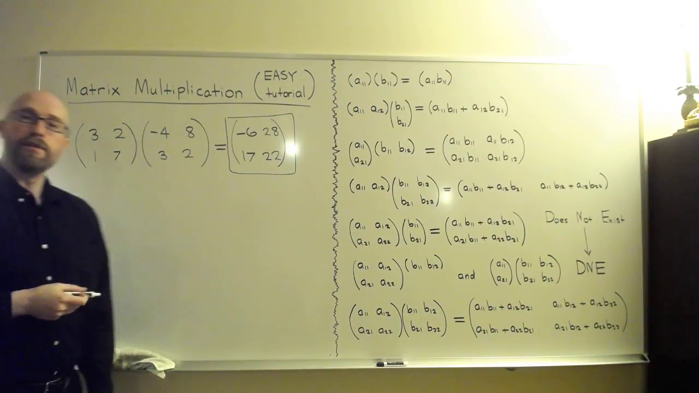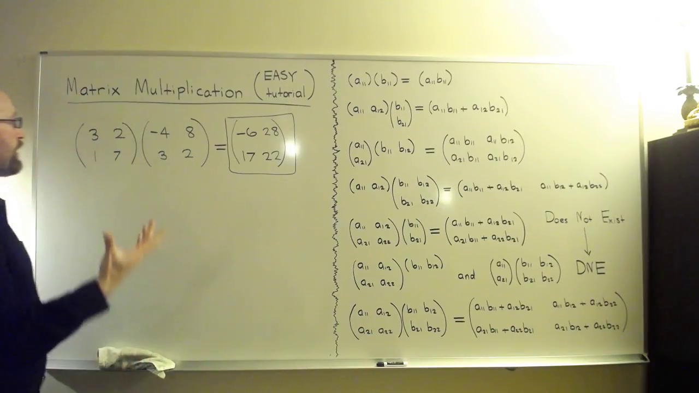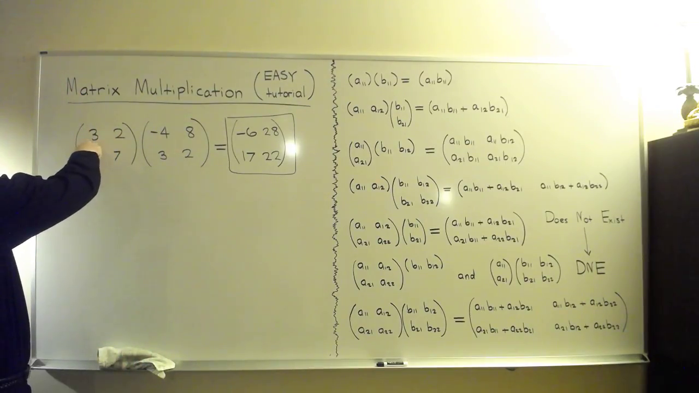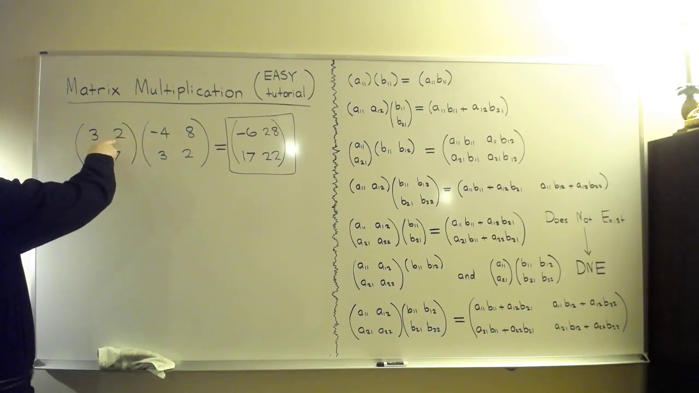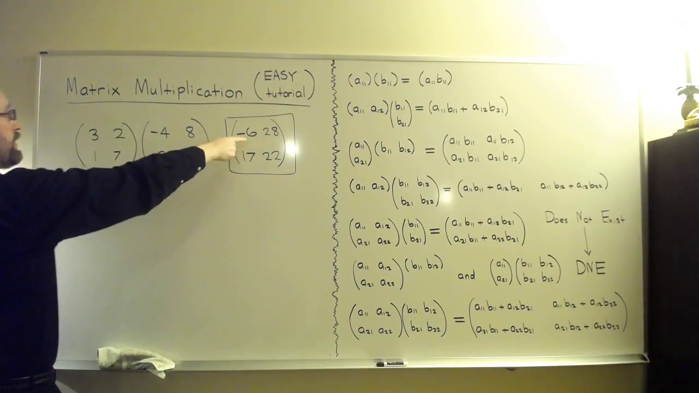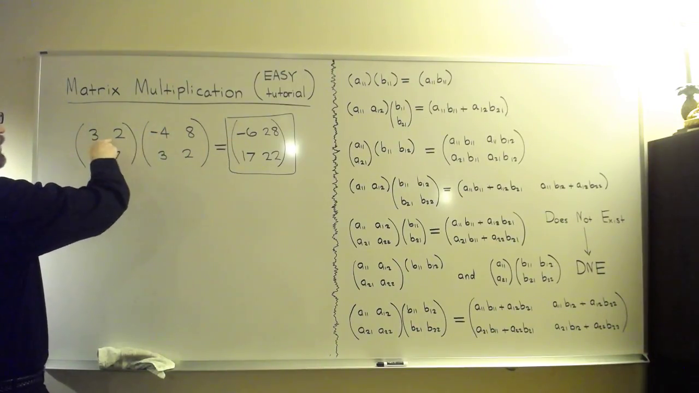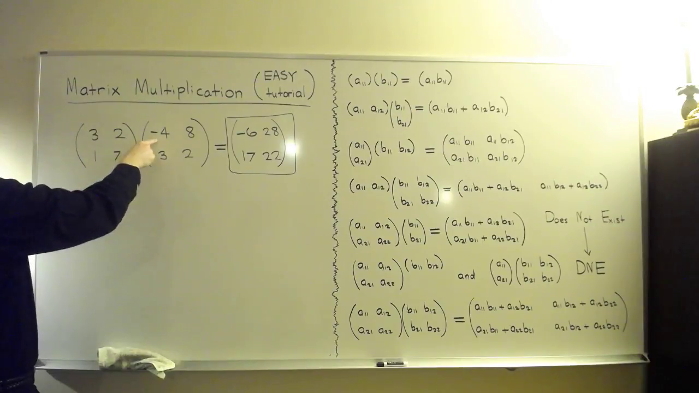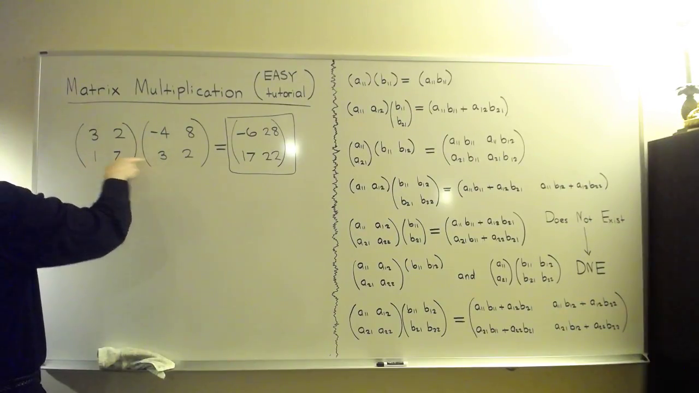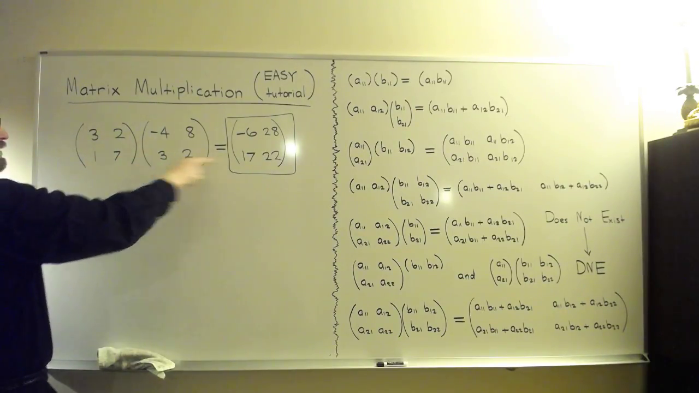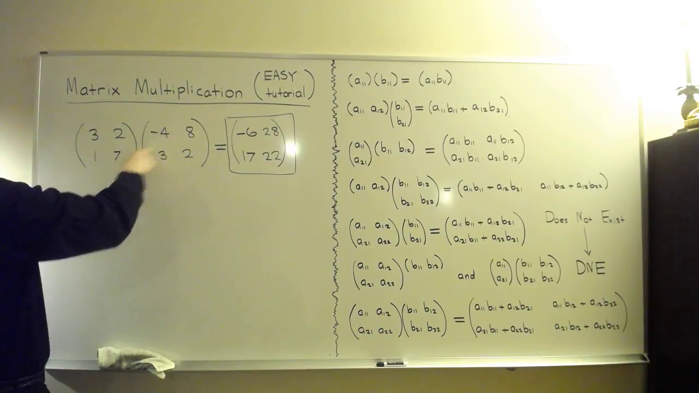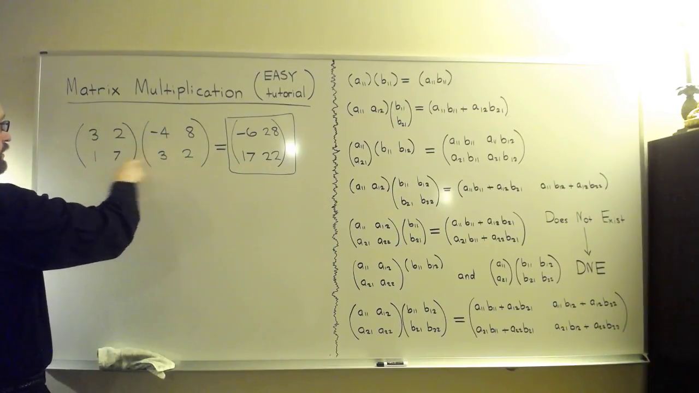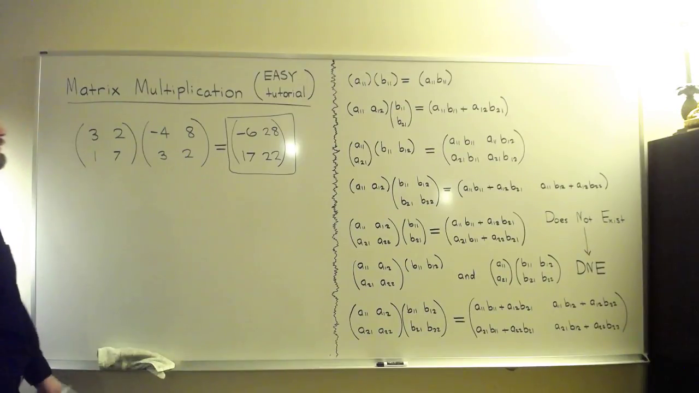Now in real life, you would do this much faster. You'd do most of it in your head. You'd say, okay, 3 times minus 4 is minus 12, plus 6 is minus 6. 3 times 8 is 24, plus 2 times 2 is 4. 24 plus 4 is 28. 1 times minus 4 is minus 4, plus 7 times 3 is 21. That's 17. 1 times 8 is 8, plus 14 is 22.